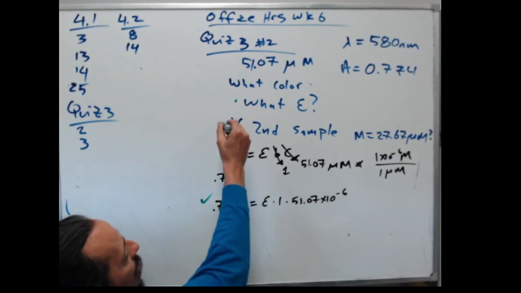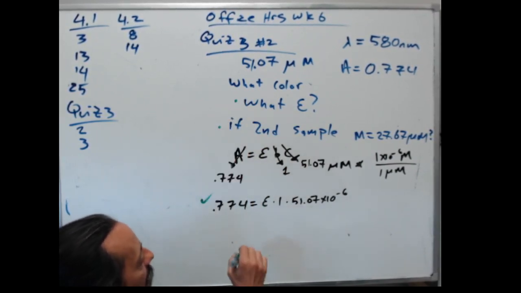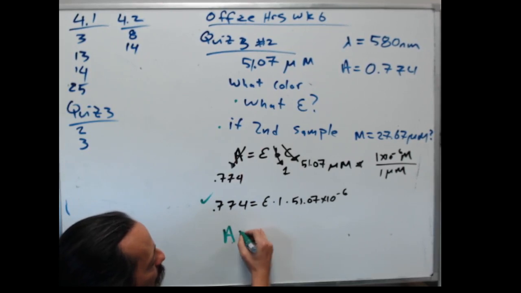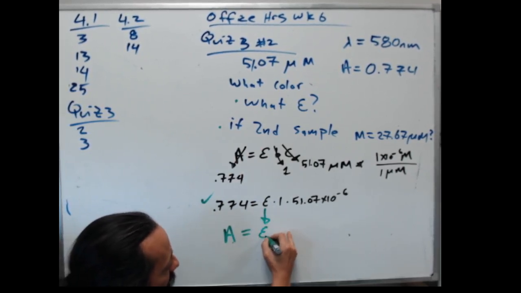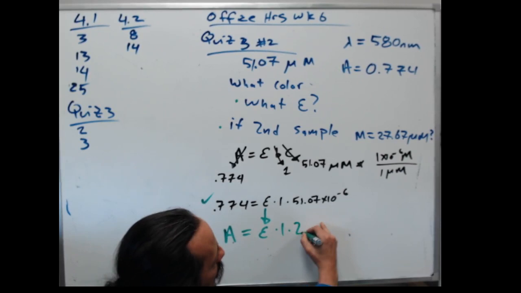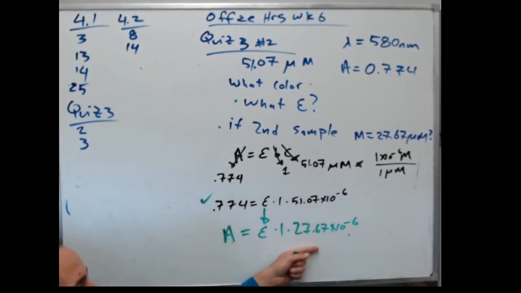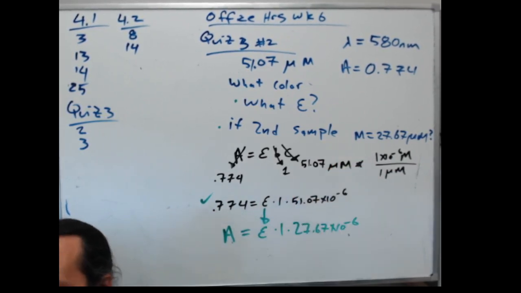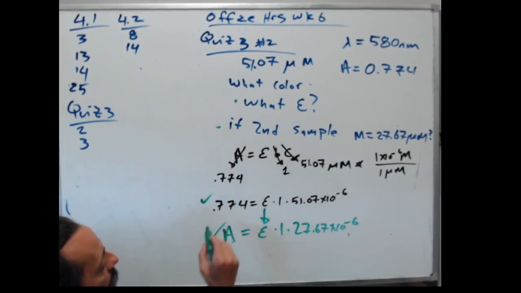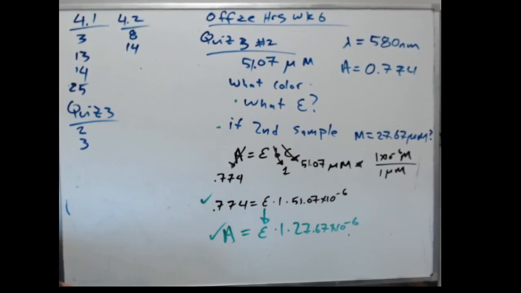That's that part. If we want to get the second sample, now we don't know absorbance, we can use that epsilon in there times 1 times 27.67 times 10 to the minus 6. Again, doing my quick little conversion, I'm just doing that bit in my head. So that's going to get us that bit. So we can do those two calculations. The important part was to realize that it was a Beer's law problem, and then it was just making sure we converted our units properly.